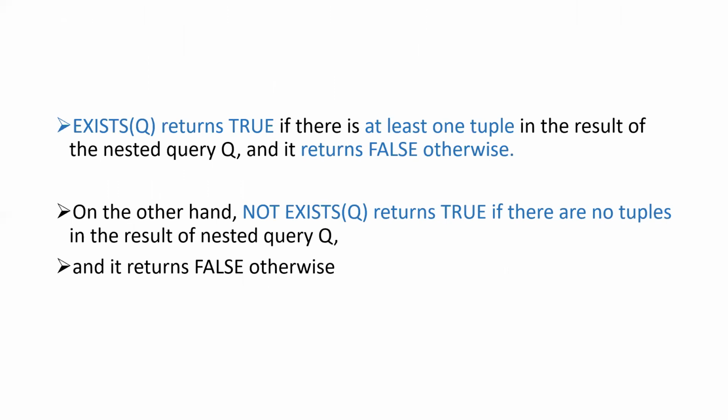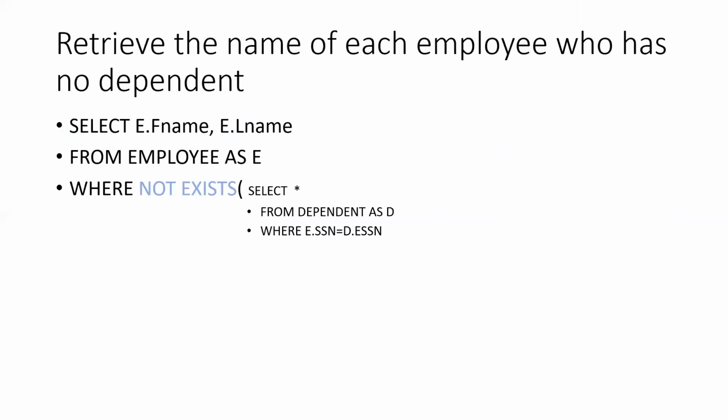The EXISTS function returns true if at least one tuple in the nested query result exists, and it returns false otherwise. In the case of the NOT EXISTS function, it returns true if there are no tuples in the result, and otherwise it returns false. Let's have an example for NOT EXISTS. Retrieve the name of all employees who have no dependent.